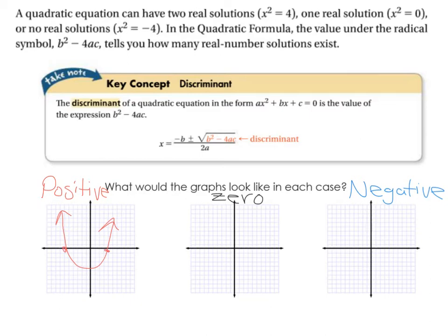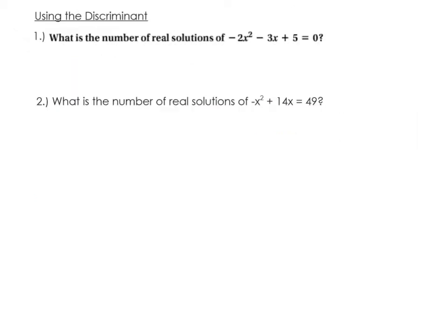If the discriminant is 0, that means that our parabola crosses the x-axis at 1 point. So it looks like this. It touches the x-axis at one single point. And then finally, if the discriminant is negative, then that means that our parabola does not touch the x-axis at all. It's somewhere above or below our x-axis, and there are no real roots.